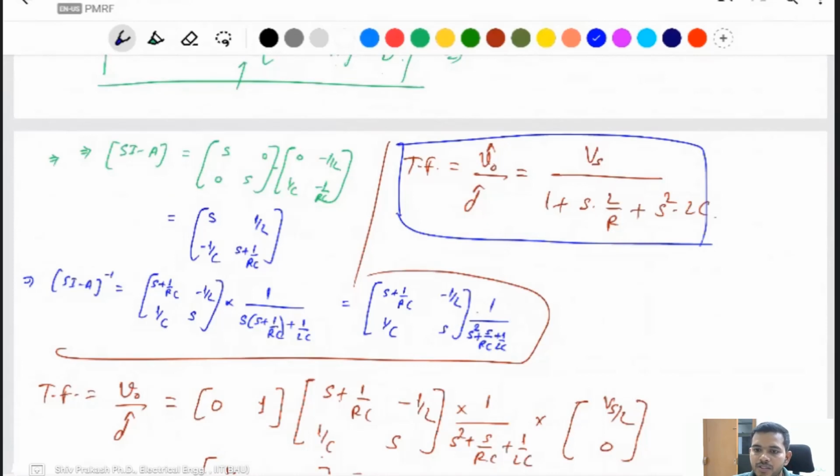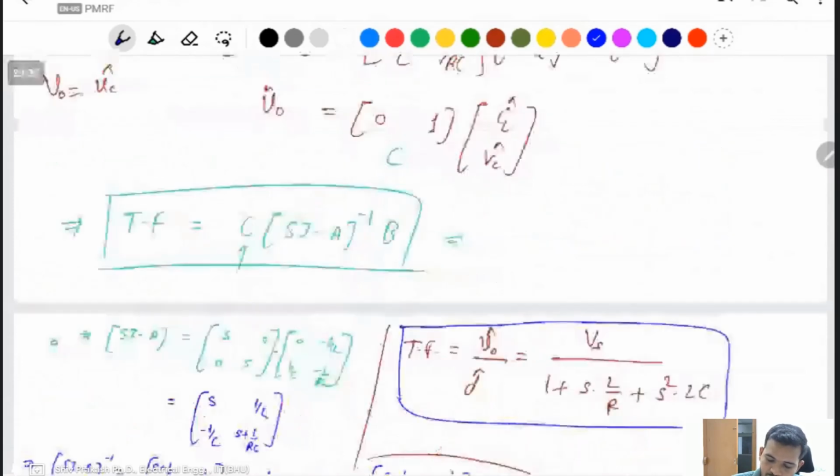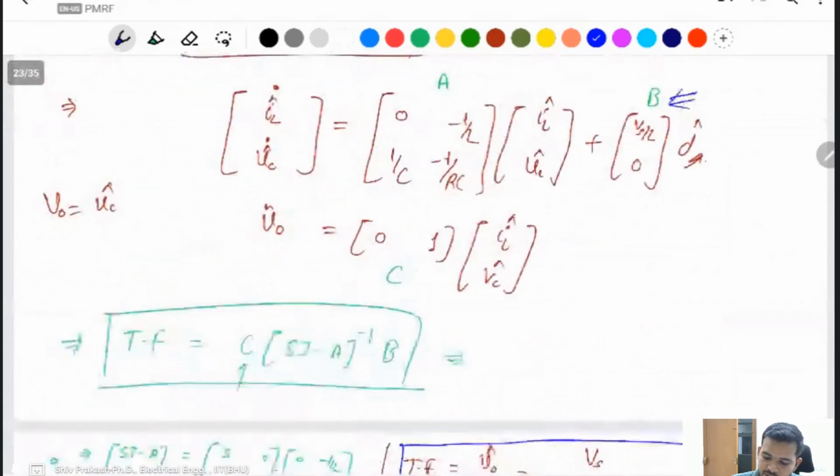Sir, in the transfer function, how are we saying that the input is the duty cycle? In the denominator we are writing d cap. Yeah, whatever is in the B matrix, this one is the input matrix, na?